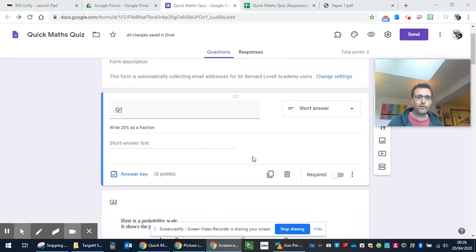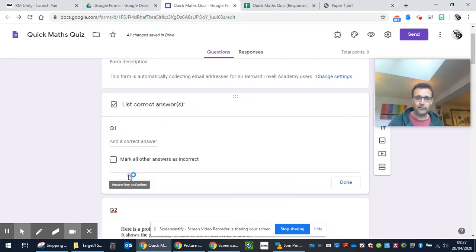So the next part of Google Forms is how to get it to do the hard work for you, the marking, and to some extent even the feedback. As you can see, I've clicked on question 1 of my little quiz, and I'm going to click on where it now says answer key. It says that because I made it into a quiz. So click on answer key.